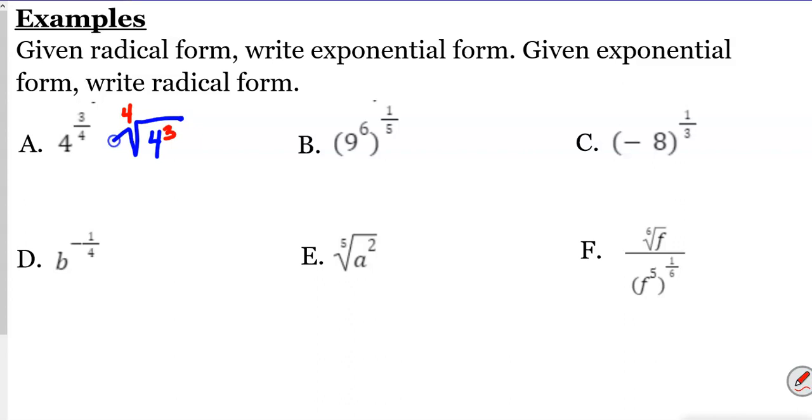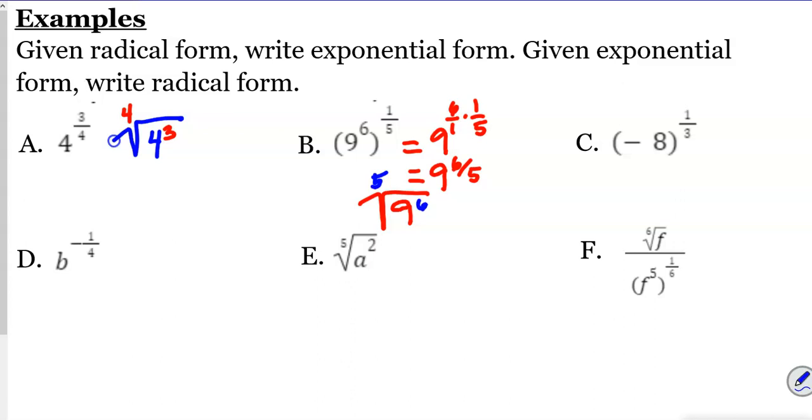What I remember is the index is the denominator, because then I know that the numerator is the exponent, okay? So here again, let's go ahead and simplify this first. So this is going to be equal to 9 to the 6 over 1 times 1 over 5, right? So that's going to be 9 to the 6 over 5. Now we're going to write it in radical form. So we're going to put our radicand under there, the 9. And remember, our index is our denominator, so we got our 5 right there. And then we've got our 6 right there, okay?